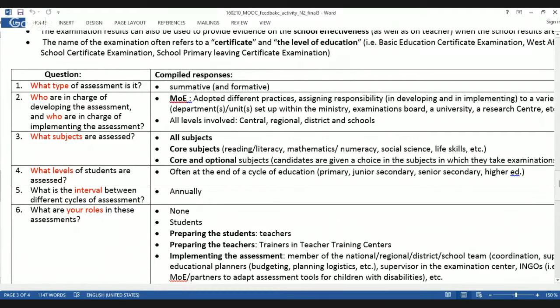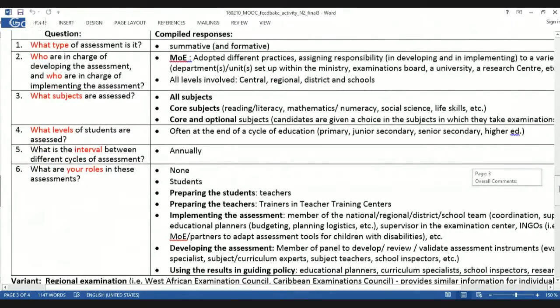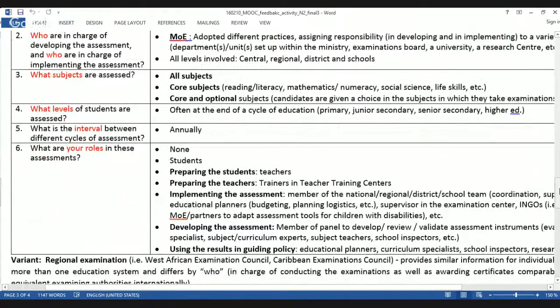What levels? It used to be at the end of the cycle: primary, junior secondary, for example, senior secondary, and so on. It is done annually. And the roles, so we asked about the roles. As I said, a lot of participants say they don't have any specific role. Others were former students. There were some teachers, trainers in teacher training centers, for example.